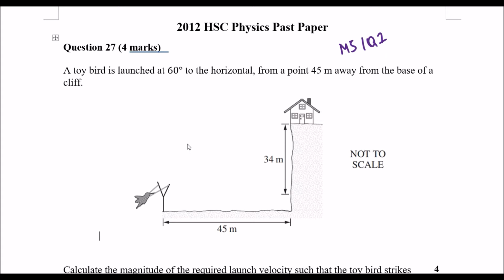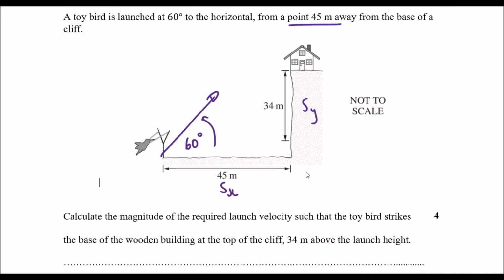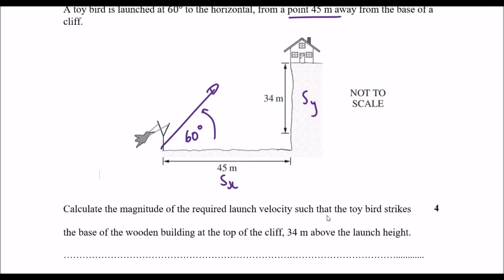So we have a toy bird that is launched at 60 degrees above the horizontal from a point 45 meters away. So you can see that's Sx. And then we launch it at a height of 34 meters, such that the toy bird strikes the base of the wooden building at the top of the cliff. Okay, we want to find the magnitude of the launch velocity. We want to find this value here.